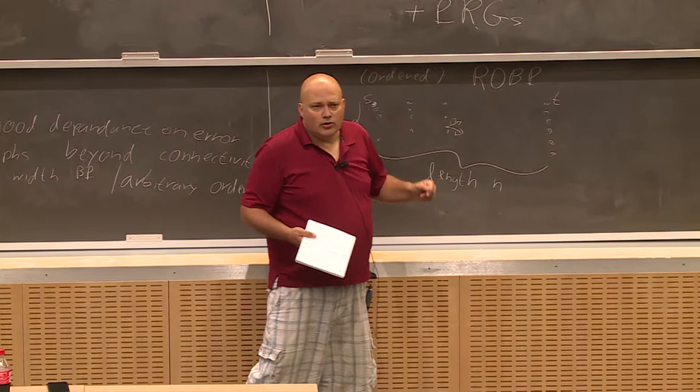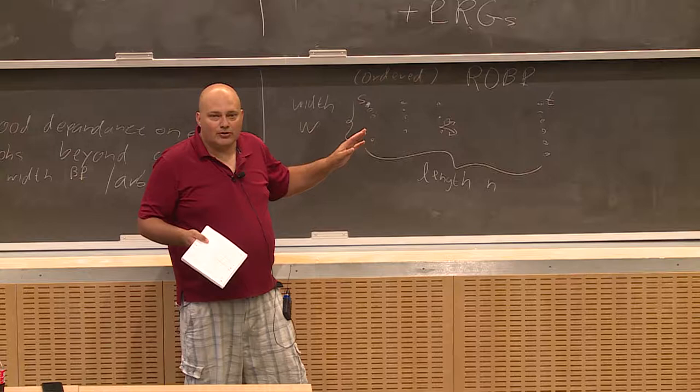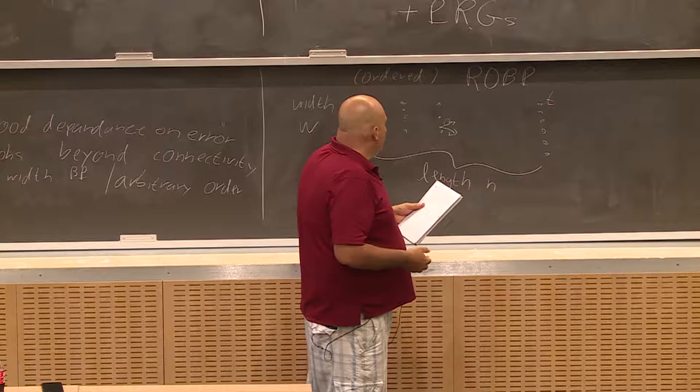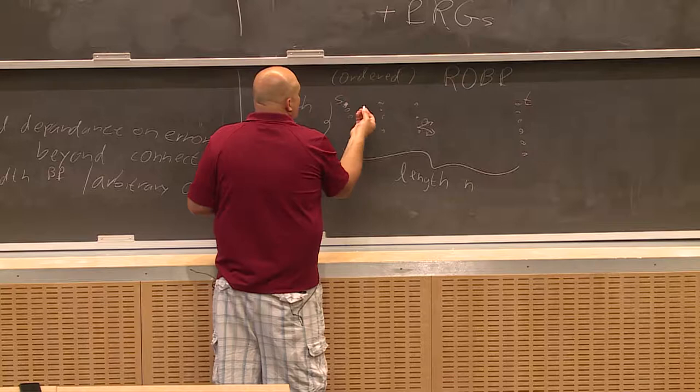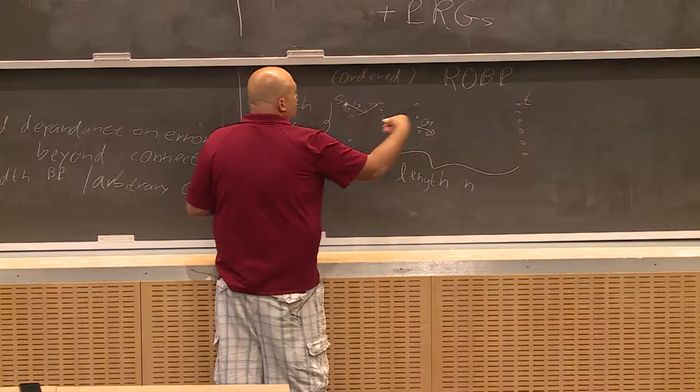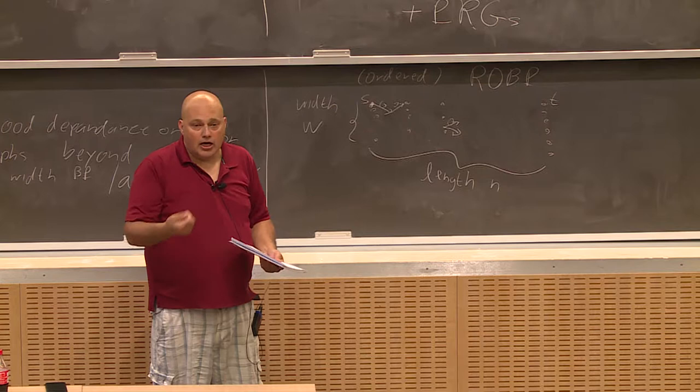So who already saw this model before? Okay, so I can be brief. I think that it's pretty common. So a path is: you read 0, you go here, then you read 1, you go here, and so on. And you accept if you reach from the start vertex to the accept vertex, otherwise you reject.